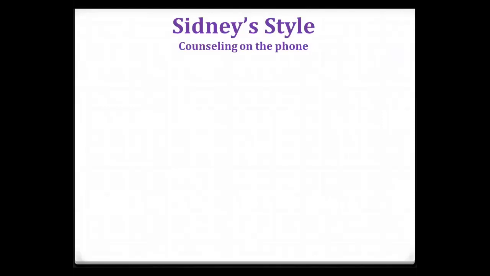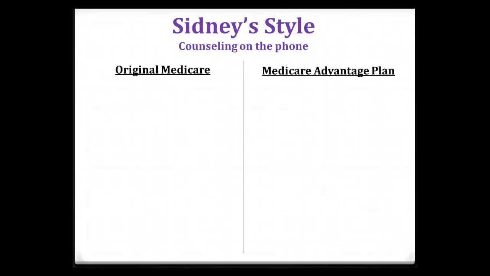I want you all to get out a blank sheet of paper. And what I want you to do with that blank sheet of paper is fold it in half. Doesn't matter which way you fold it in half. It could be hamburger style, hot dog style, whatever you prefer. On the left side of your paper that you just folded, I want you to title the left side of your paper Original Medicare. And I want you to title the right side of your paper Medicare Advantage Plan. So we're going to talk about both of them.